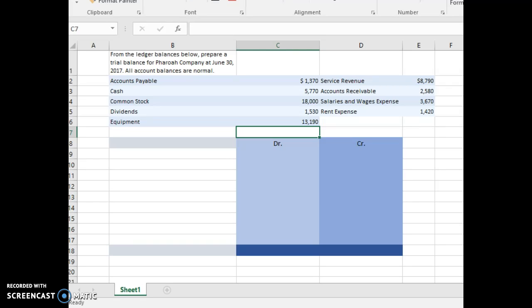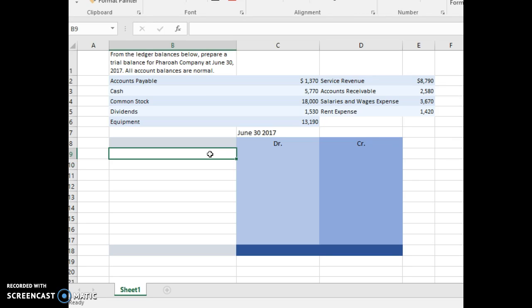This is found in Homework 2, at least for me it is. The problem is, from the ledger balances below, prepare a trial balance for Faro Company at June 30th, 2017, noting that all account balances are normal. First thing we need to start off with, date it so that we know what date this trial balance is for. That's June 30th, 2017.